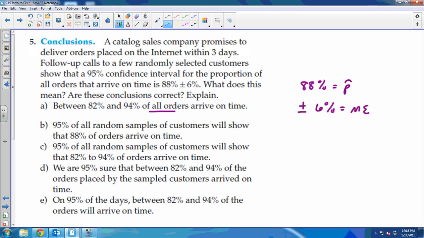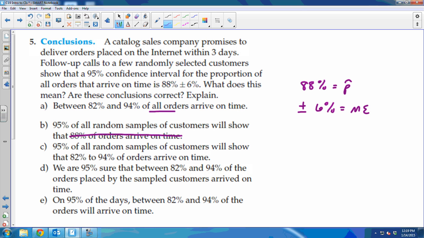On B, 95% of all random samples of customers will show that 88% of orders arrive on time. False. They're going to hopefully lie between that interval, and your true P is going to be in there somewhere. It does not say that it's going to be exactly 88. Every sample is different.